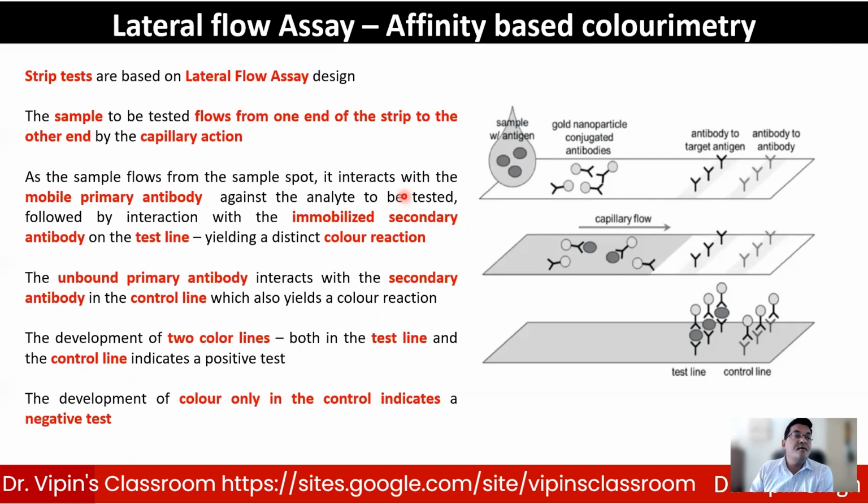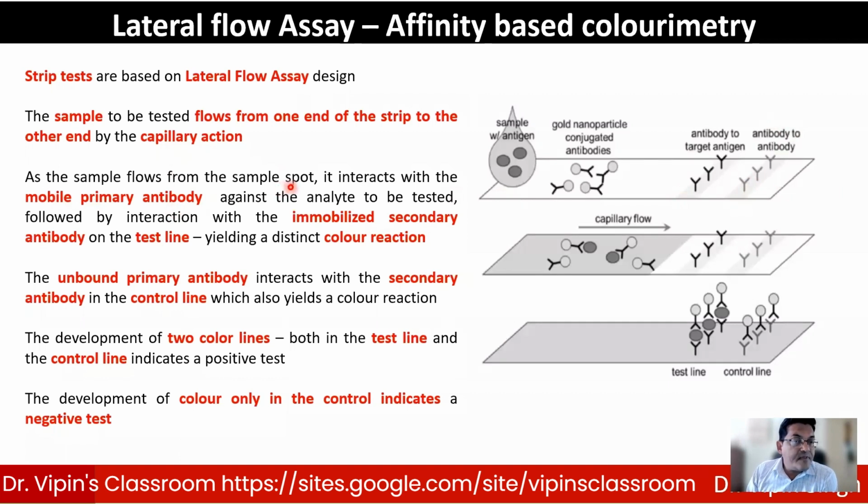So coming back here, this is your strip test based on lateral flow assay design. The sample to be tested flows from one end of the strip to the other end by capillary action. So this is a paper, and by capillary action, the sample keeps flowing in the direction from left to right. And these are our areas. So this is the sample area, this is your conjugate area, this is your test line, this is your control line, and then of course the absorption path.